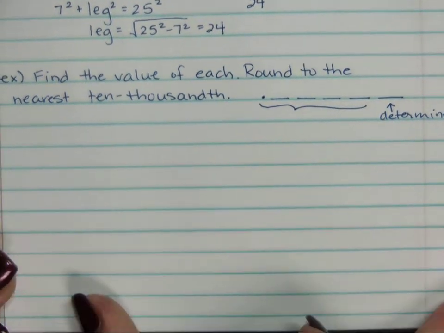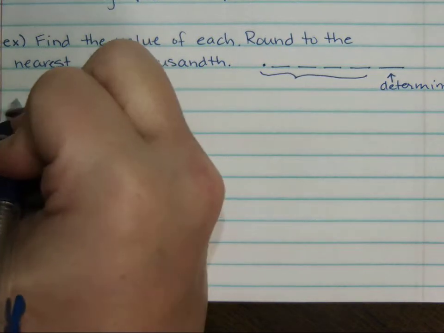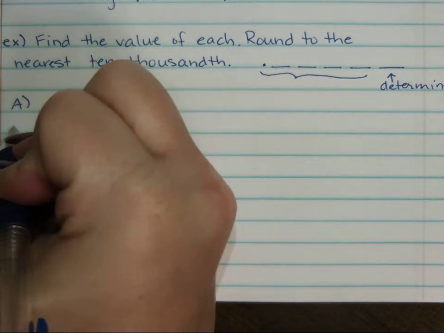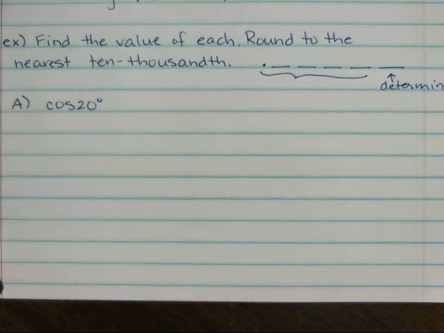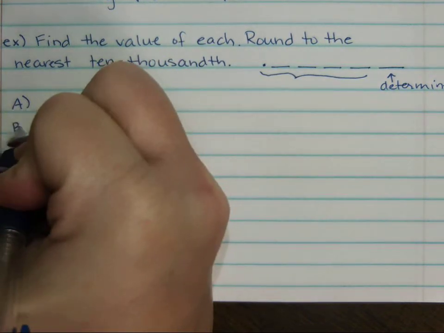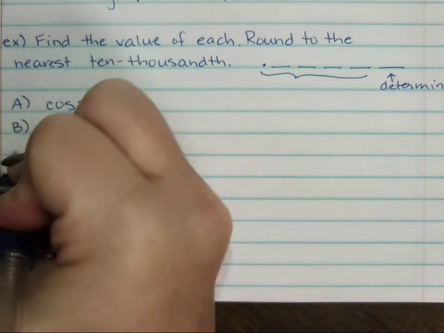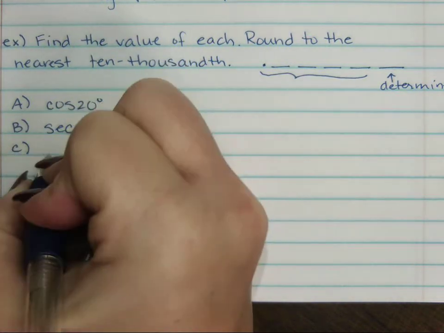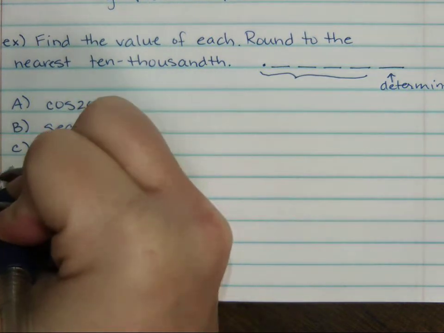So let's just look at a list of just some various trig we want to be able to round. And then again, we're going to use our calculator to do this. All right. So cosine of 20 degrees. All right. I'm going to look at the secant of 22. All right. So I'm just going to write down a list. And then I'm going to go through and show you how to find all of these on your calculator.